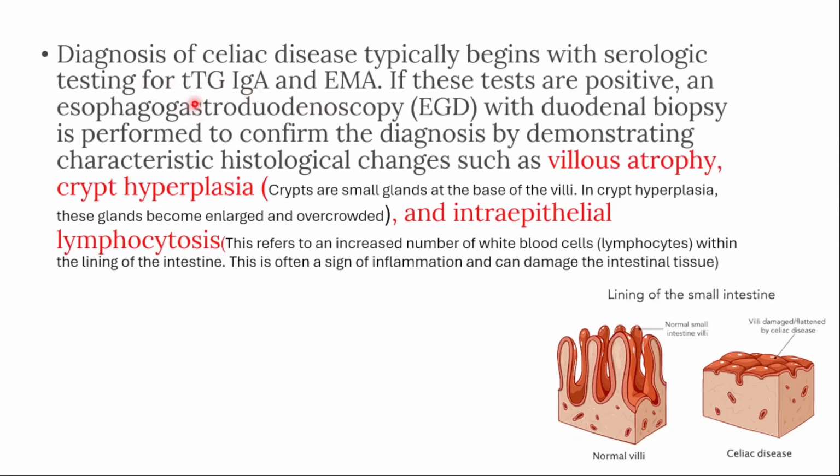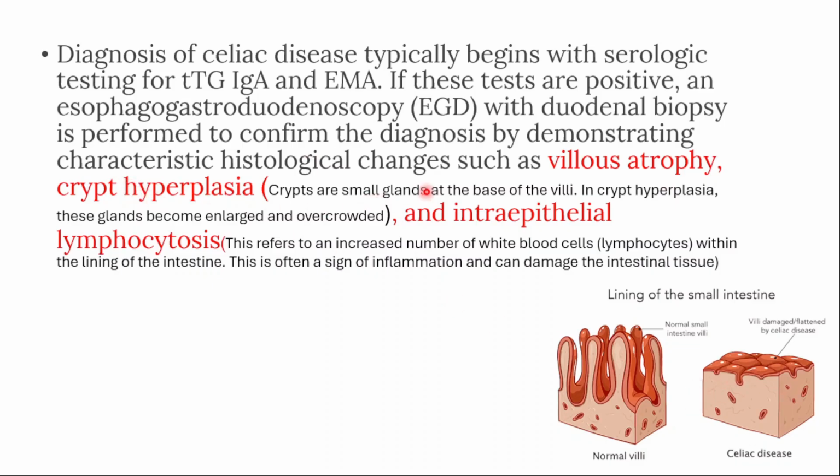For diagnosis, we use those antibodies I told you about. And if these tests are positive, we do the EGD with duodenal biopsy. And we confirm the diagnosis by demonstrating the histological changes I told you about. Villous atrophy, which you can see in this picture, with crypt hyperplasia.